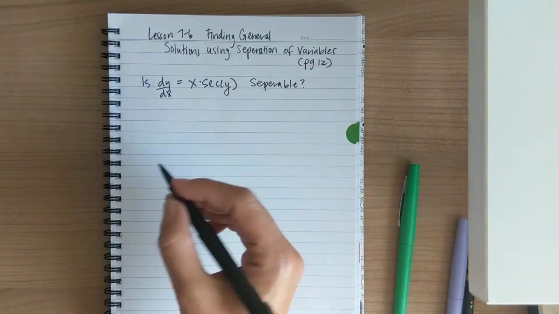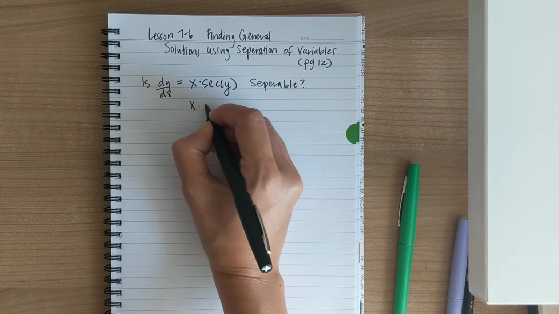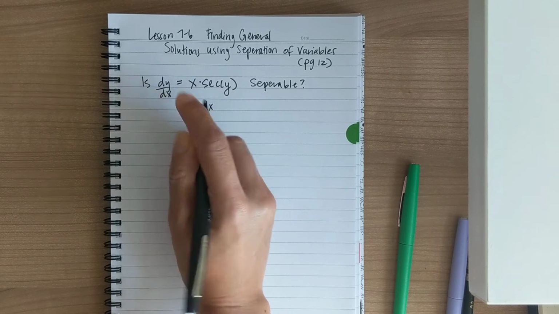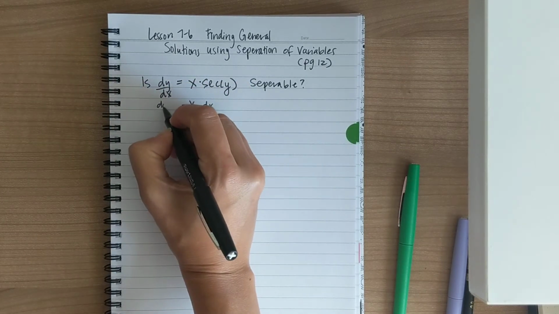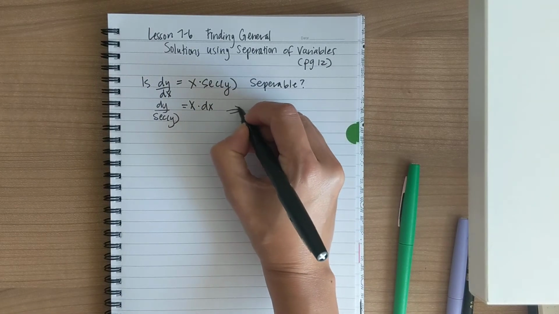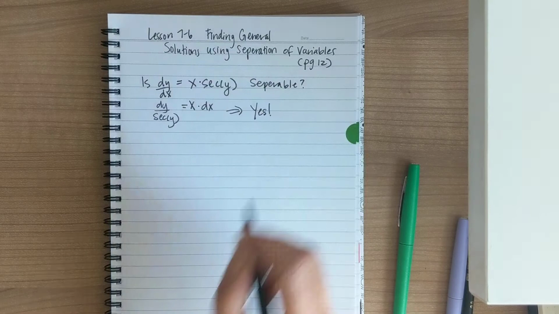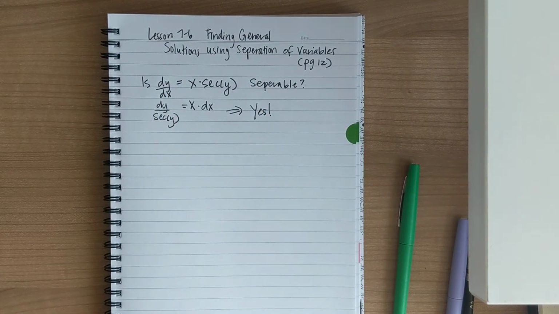So yes, because if I cross multiply here, I would have x times dx if I bring this dx over here. And if I want to bring the secant y over, this is going to be dy over secant y. So yes, it is separable because I can separate my x's from my y's.